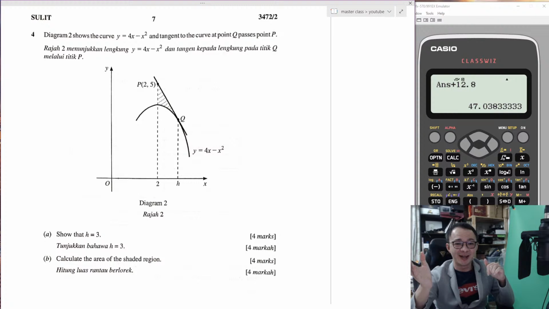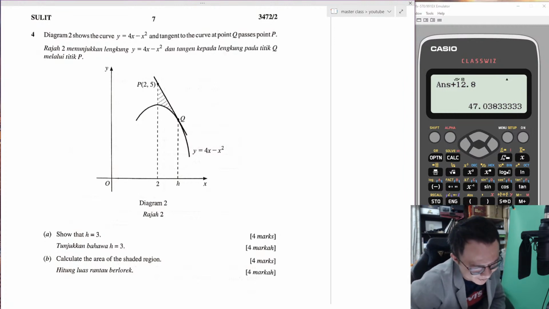I see you are back in the class with me again. Yeah, because it's no longer the Singapore syllabus. When I taught the Singapore syllabus, I needed to use the not-so-advanced calculator.